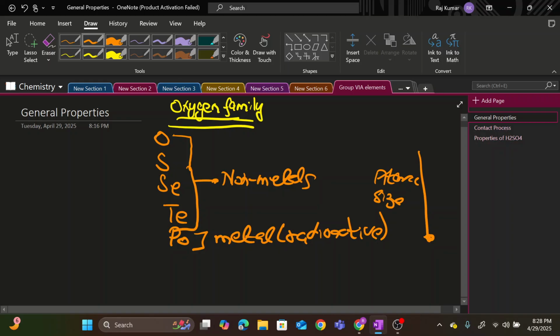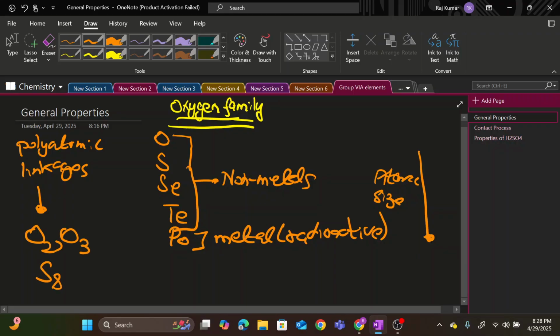They also have the property of forming polyatomic linkages. Their allotropes are polyatomic, which means they have more than one atom in the molecule. For example, oxygen has more than one atom: O2 and O3. Sulfur has more atoms, S2. Selenium likewise has more atoms. So they have polyatomic linkages.